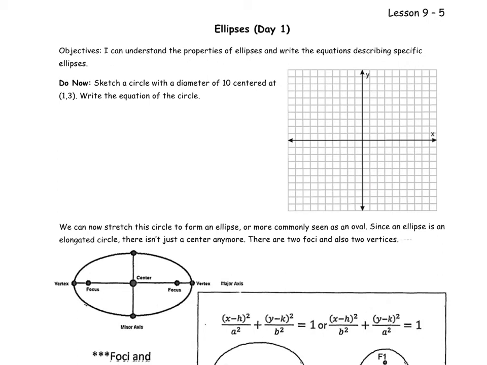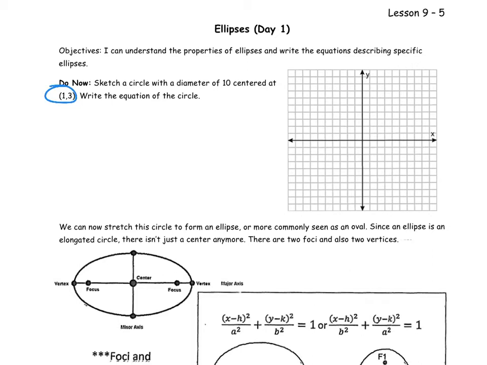So what we're going to be talking about today are ellipses. Not eclipses, ellipses. So first we're going to start off with a nice quick do now. So why don't you start with that? We're just going to sketch out a circle with a diameter of 10, centered at (1, 3), and then you're also going to write the equation of the circle.